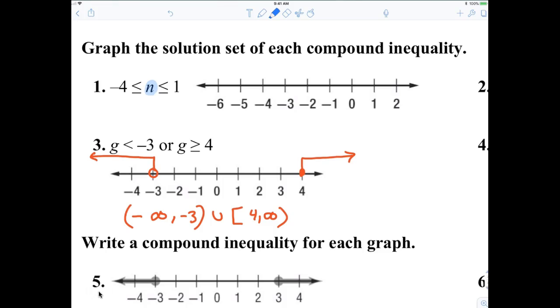Now, this right here, pay attention, says n is less than or equal to 1. Does everybody agree with that? So I'm going to put a solid dot at 1.